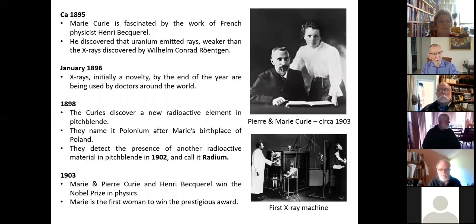So let's have a little look at this medical timeline, which, as we mentioned, started in 1895. And the Curies, Marie Curie in particular, became fascinated by the work of a French physicist named Henri Becquerel. That's a lovely name, isn't it? And his discovery that uranium emitted rays weaker than X-rays was quite amazing.